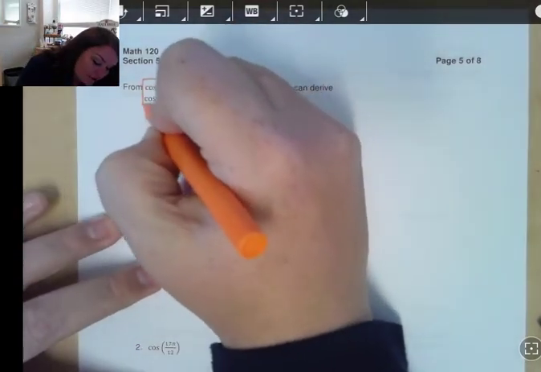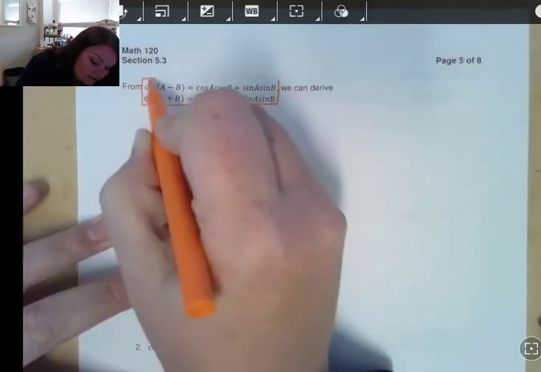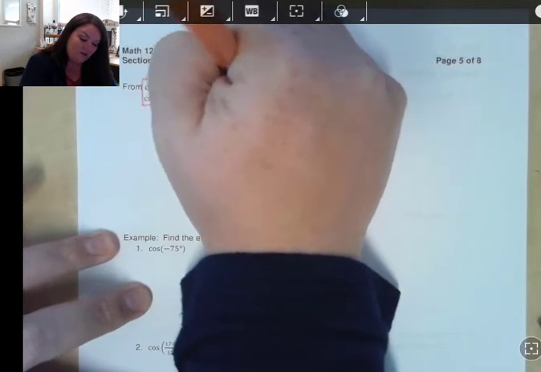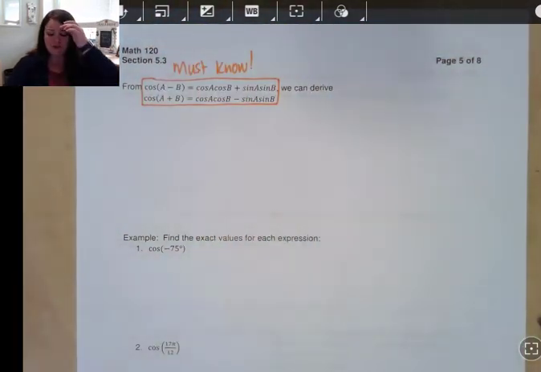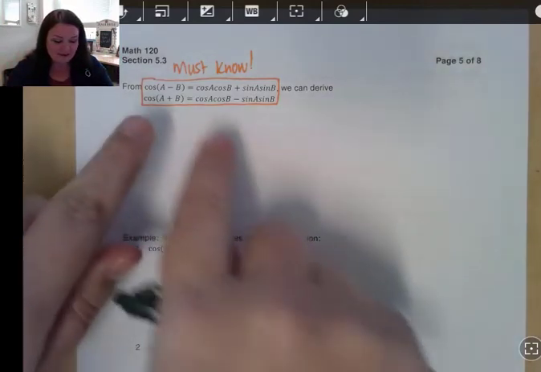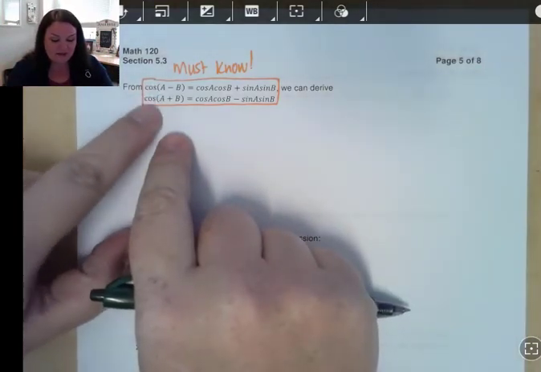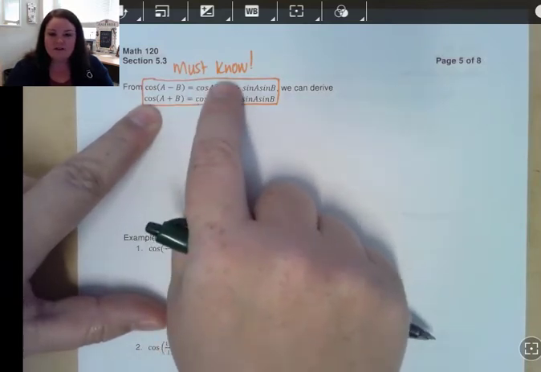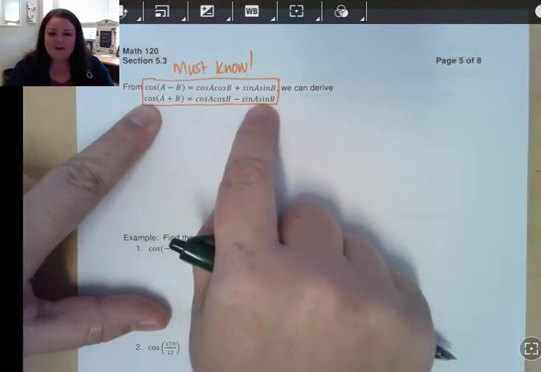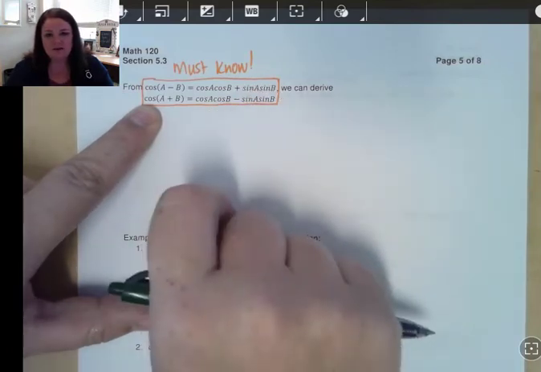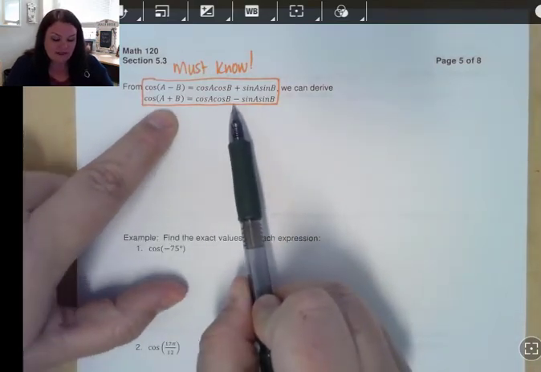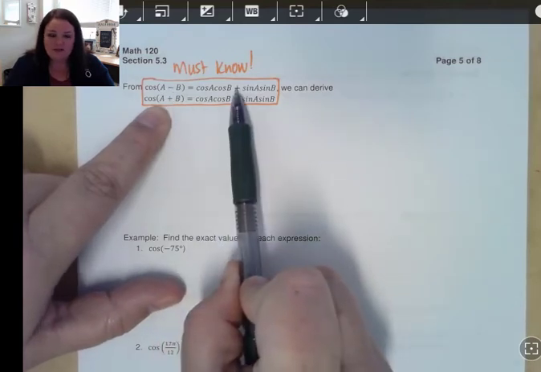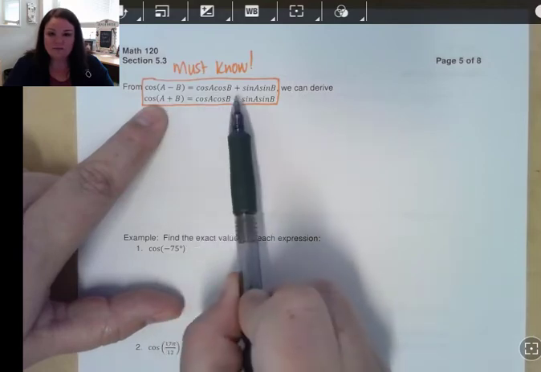So now we have two identities that we want to be super duper familiar with. I'm just going to say these are ones that you must know. And they're not too hard to remember if you think about it, because we're only talking about cosine. Notice on both of them, they start with cosine of the first angle times cosine of the second angle. And then the second term is sine of the first angle times sine of the second angle. So the only difference in these two identities is that if we start with a subtraction, we add the two terms, and if we start with an addition, we end up subtracting the two terms.